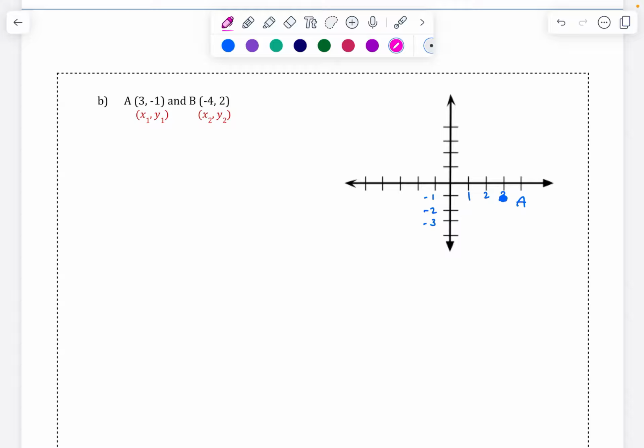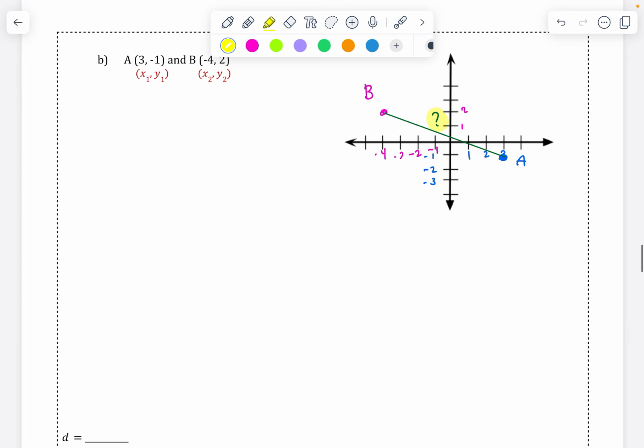Okay, and I'm going to look at point B. It starts at negative 4, so here's negative 1, negative 2, negative 3, negative 4. And I'm going to go up 2, 1, 2. There's point B. And same thing, I can connect the dots, and I'm finding this distance in between. That's what I'm trying to find.